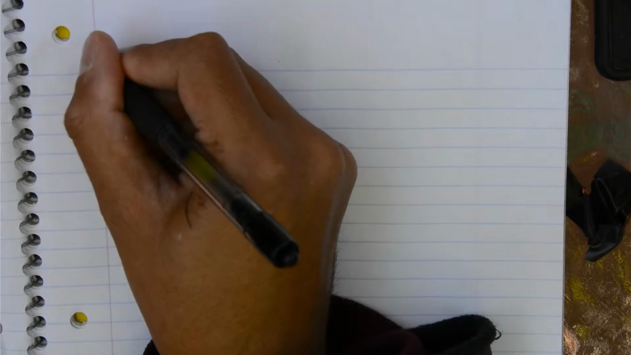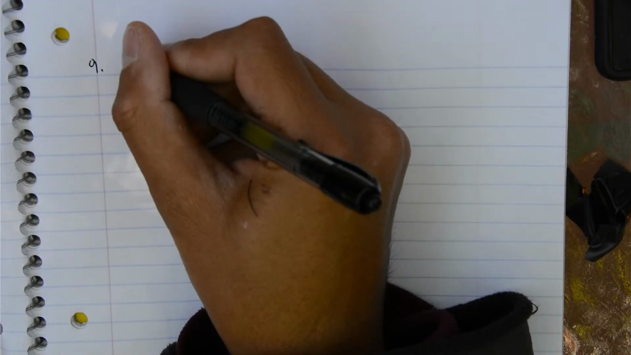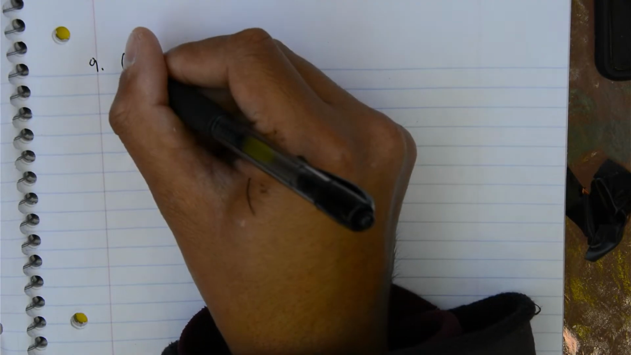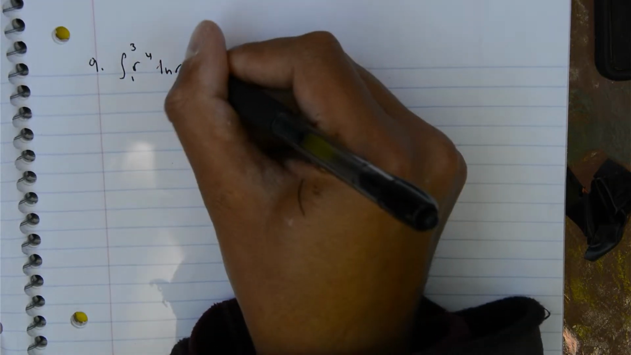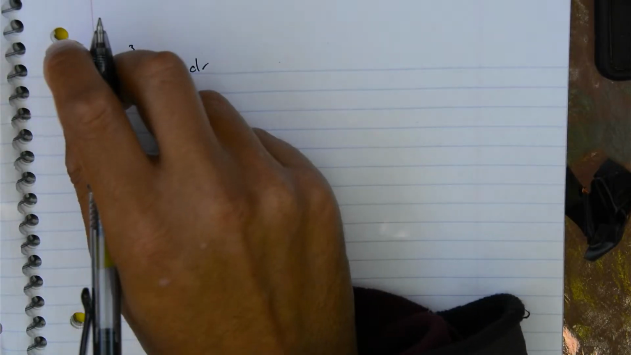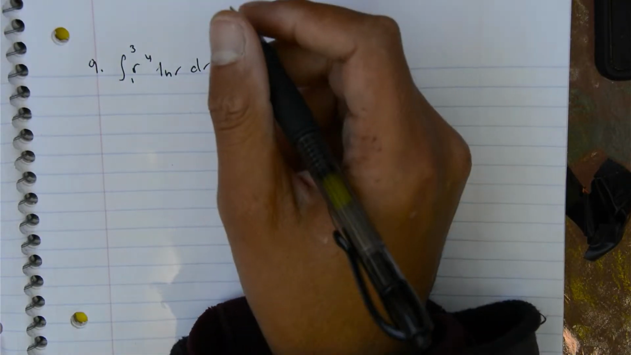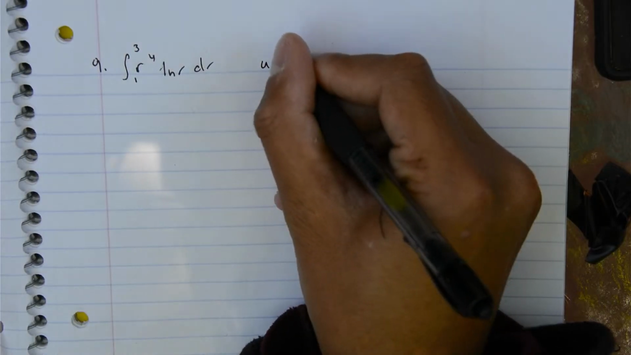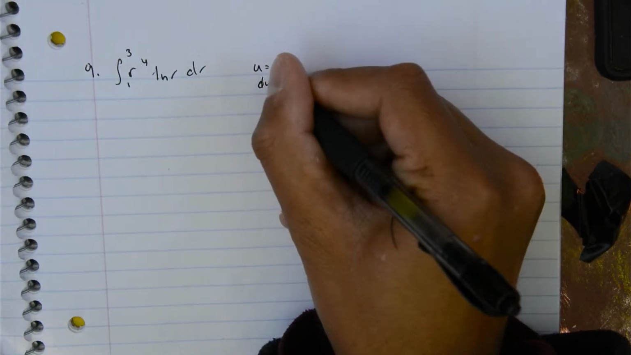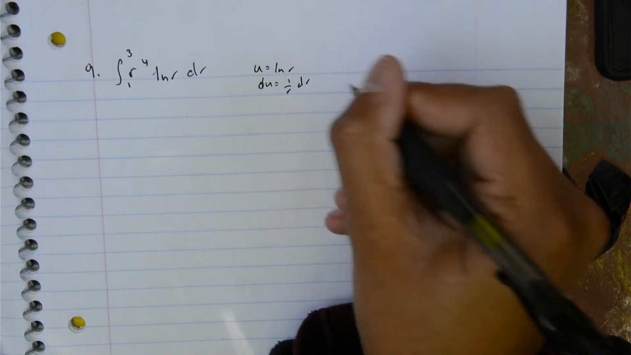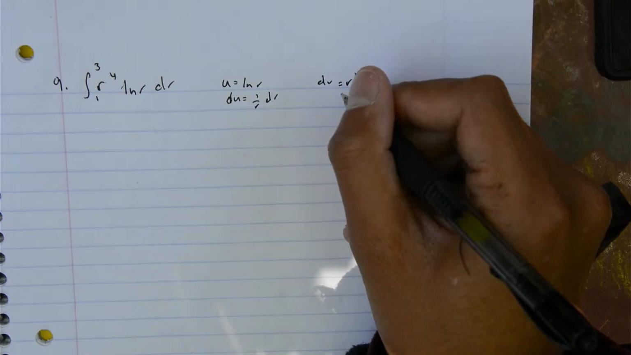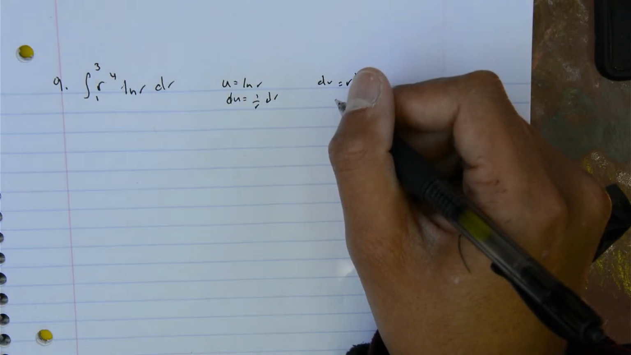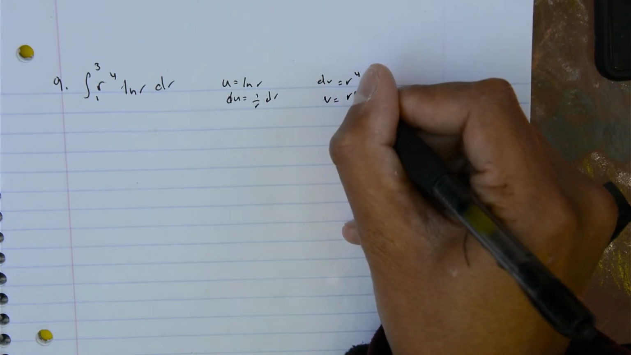Let's do 14. Oh wait, okay, wait. We were gonna do 9. 9 is the integral from 1 to 3 of r^4 ln r dr. So I think what we're going to do is u is equal to ln r, du is equal to 1 over r dr. Then we're going to say dv is equal to r^4 dr. v is equal to r^5 over 5.